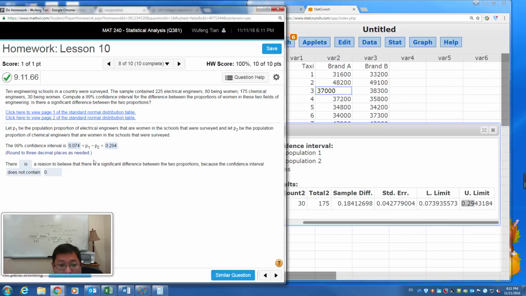Since there is a reason to believe there is a significance, because P1 minus P2 not equal 0 at all. There's no zero. If they're equal, there's no difference. P1 should be equal to P2, but even the lower limit does not equal 0, which means P1 must be bigger than P2, because P1 minus P2 is positive, right? So they are not equal at all if you give 99% confidence interval. So it does not equal 0, then P1 not equal P2. So there is a significance between P1 and P2.